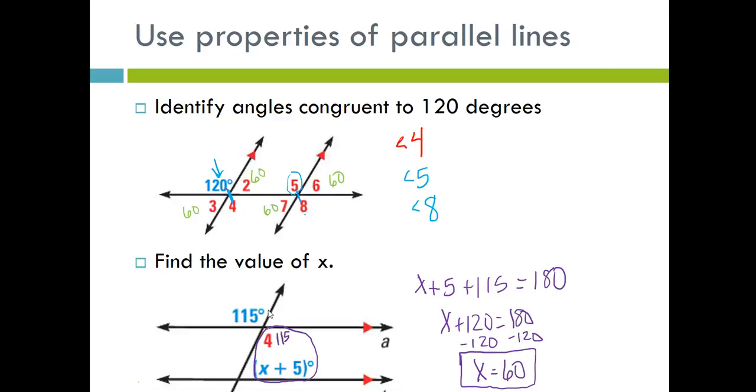So using our angles, they're either equal or add up to 180. Remember, all corresponding, alternate exterior, and alternate interior angles are congruent, but the consecutive interior angles, like in this last problem, add up to 180 degrees.